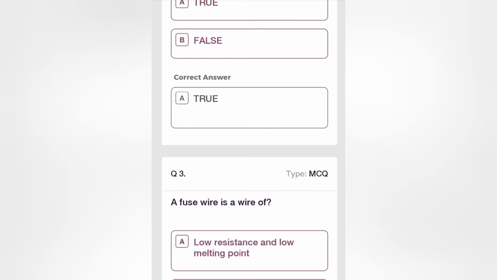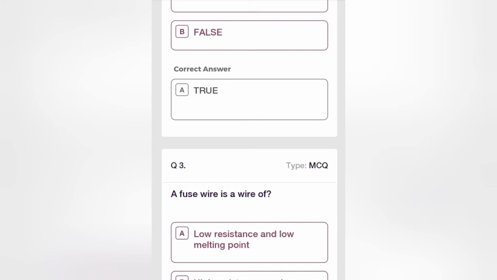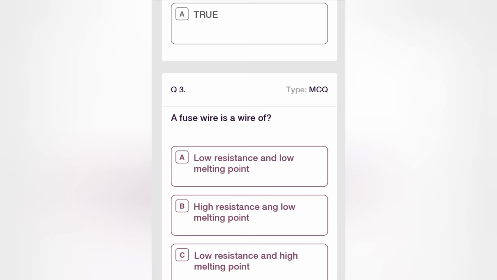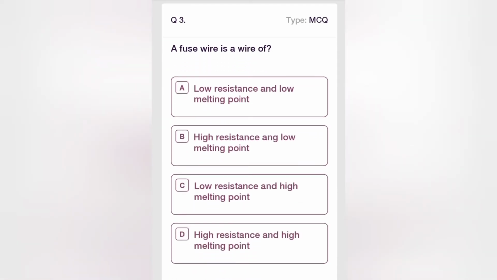A fuse wire is a wire of low resistance, low melting point. If it has got low resistance and low melting point, no, this is not the correct answer. High resistance and low melting point. Low resistance and high melting point. High resistance and high melting point. It should have low melting point because it has to protect the equipment from damage, no? So it has to open the circuit, so therefore low melting point. That's right. So it must be option A and B, but A cannot be. B is the correct option because a fuse wire should have high resistance and low melting point. So option B is the correct answer.